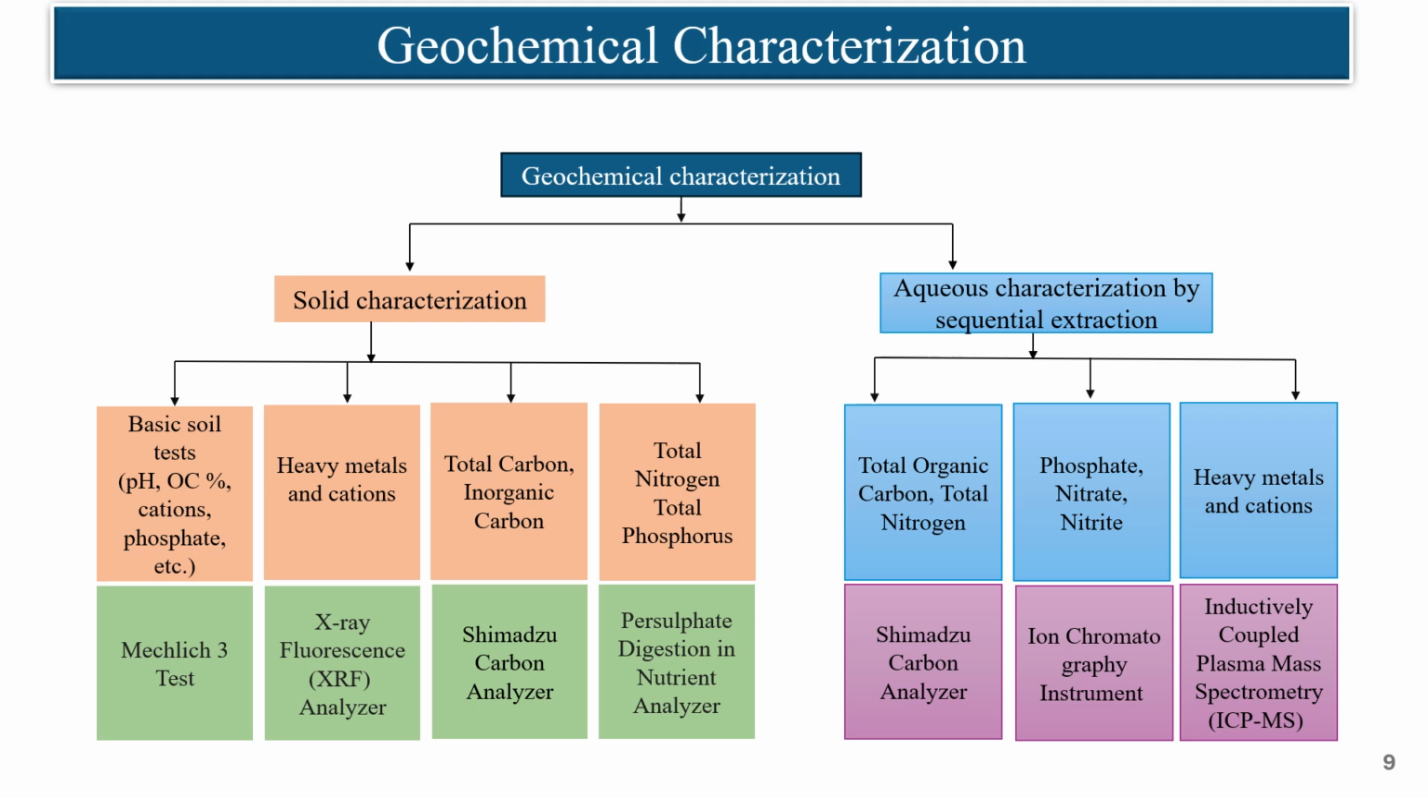In case of aqueous characterization, first of all, a chemical sequential extraction was carried out. I will talk more about the chemical sequential extraction in my next slide. We obtained liquid extracts from the chemical sequential extraction, and those liquid extracts were used for different geochemical analysis, which included total organic carbon, total nitrogen, phosphate, nitrate, nitrite, heavy metals, and cations. And the instruments that were used for the geochemical analysis of the aqueous samples are listed on the right bottom side and shown in the purple color.